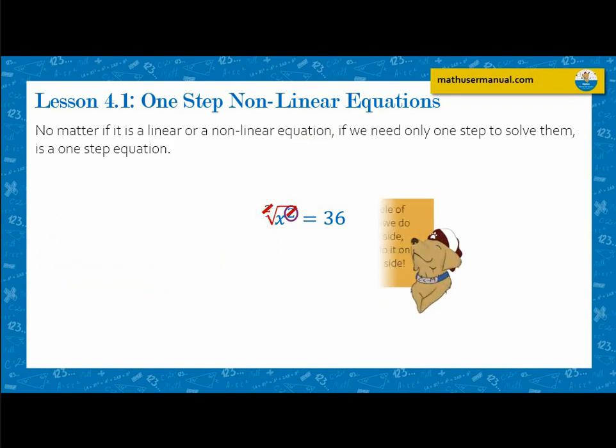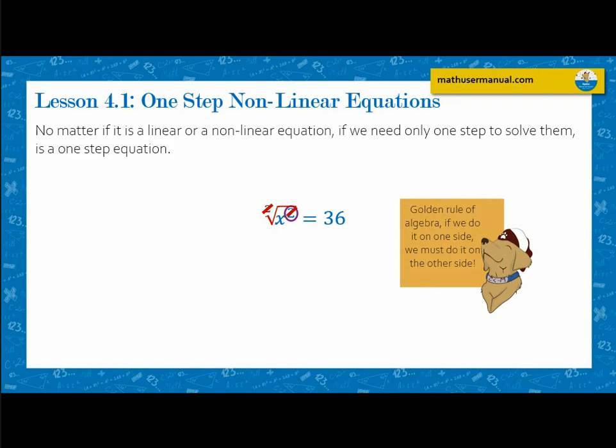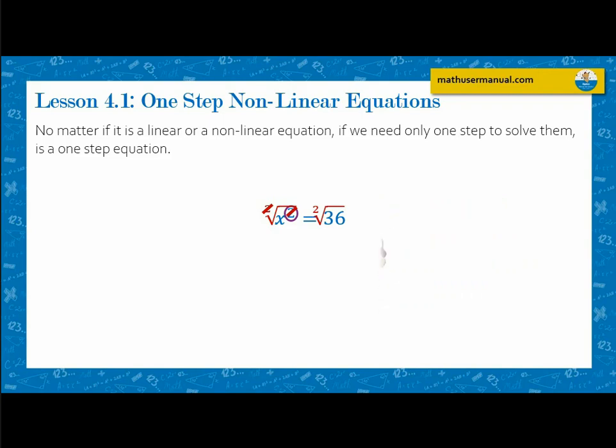But guess what? The golden rule of algebra remains. If we do it on one side, we must do it on the other side. So if we do the square root on the left side, we must also do the square root on the right side. And now we do the operation, the square root of 36. We can do this by hand, look at the tables, or use the calculator, and we get that it is equal to 6. So x is equal to 6.